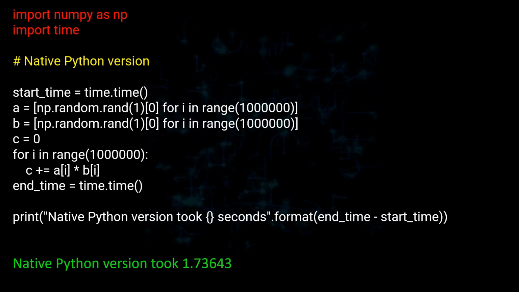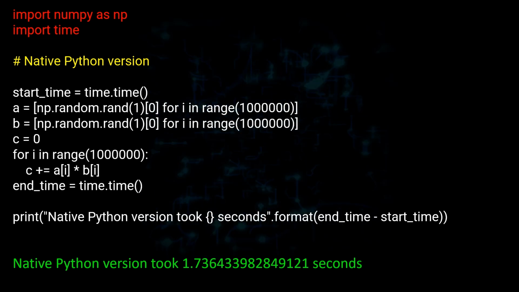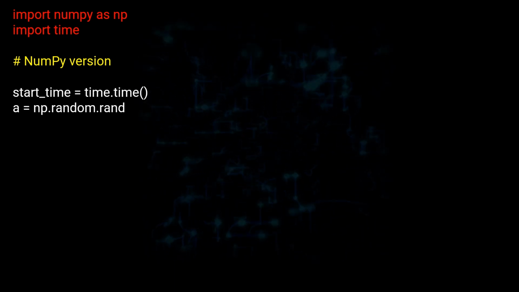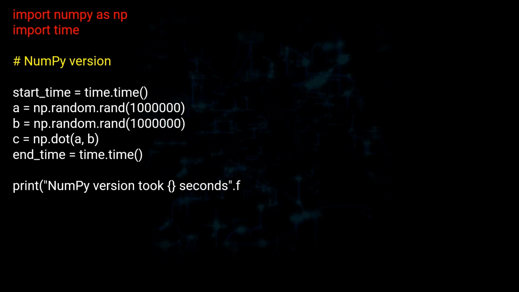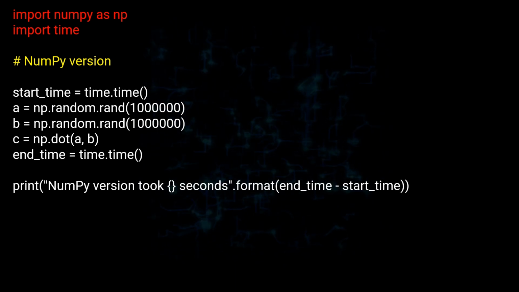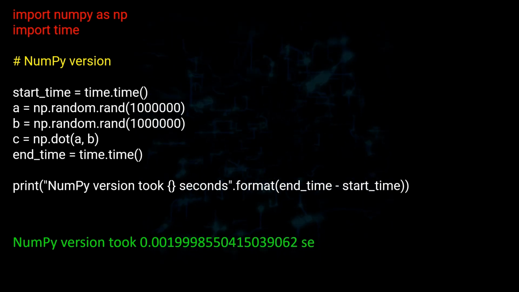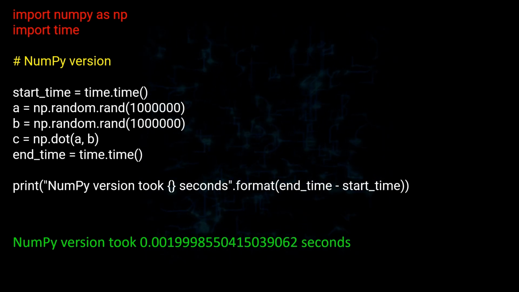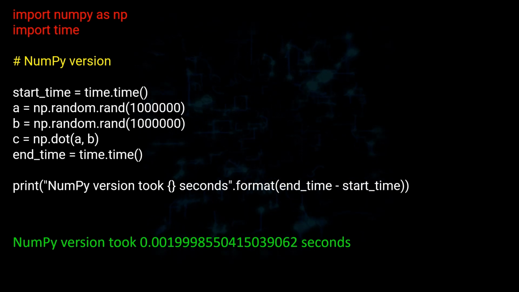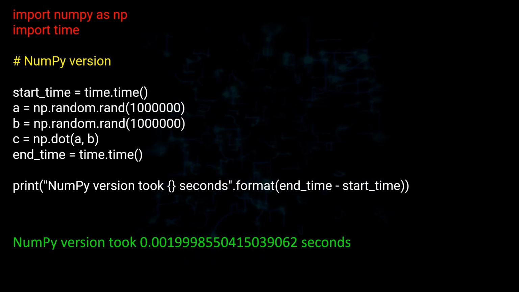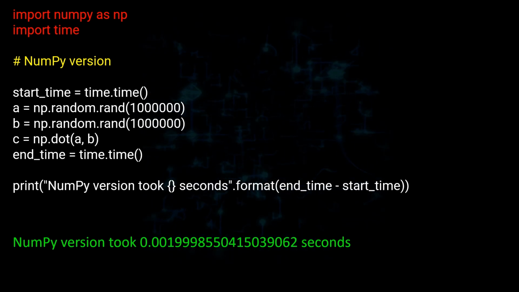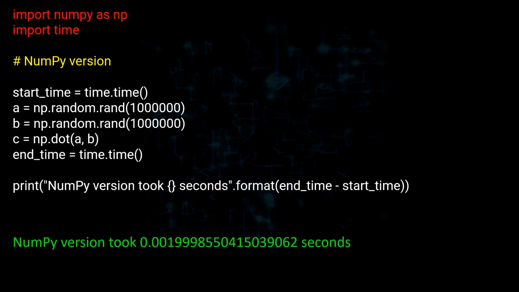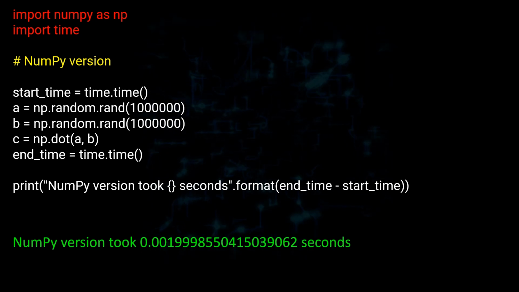It takes around 1.7 seconds to complete the computation. On the other hand, the NumPy version uses the np function to perform the dot product. The NumPy version is much faster than the native Python version, taking only 0.002 seconds compared to 1.736 seconds. This is because NumPy is able to take advantage of optimized C code to perform the calculations much more quickly than the native Python functions.